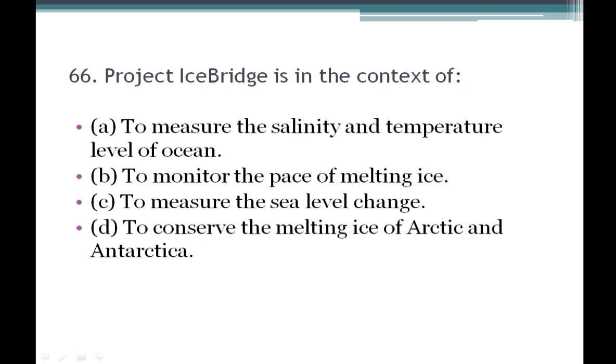Question number 66. Project Ice Bridge is in the context of option A. To measure the salinity and temperature level of ocean. Option B. To monitor the pace of melting ice. Option C. To measure the sea level change. Or option D. To conserve the melting ice of Arctic and Antarctica. The correct answer is option B, that is to monitor the pace of melting ice.